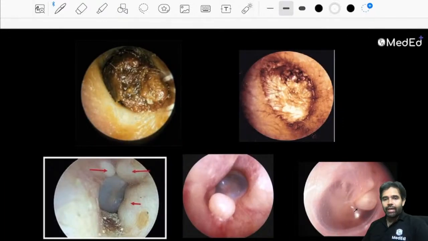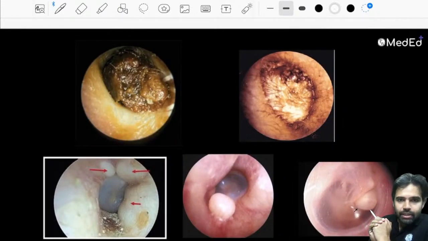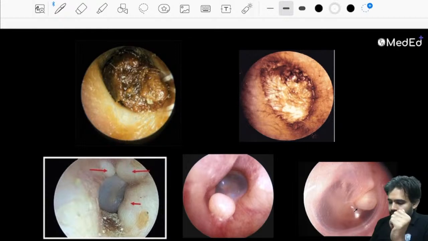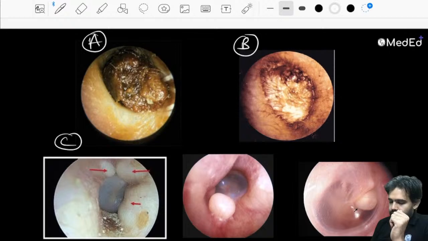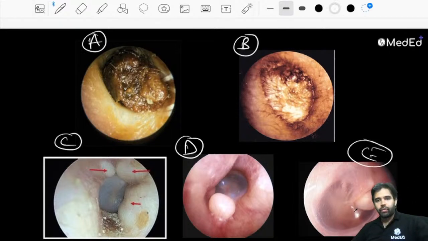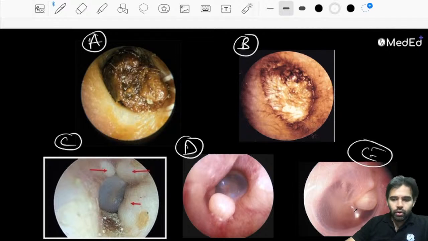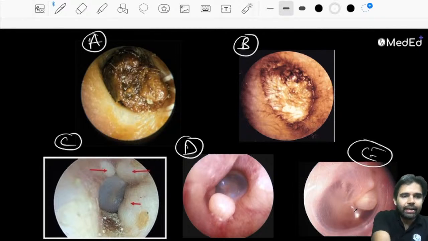Okay, now here are some very common looking images that have been asked a lot. All right, so let me see if you guys can crack this. What is A, B, C, D? Let's see if you can get all of them. What is A, B, C, D, and E?